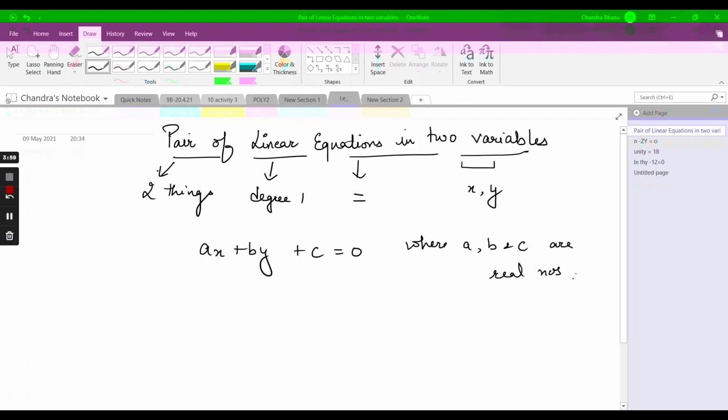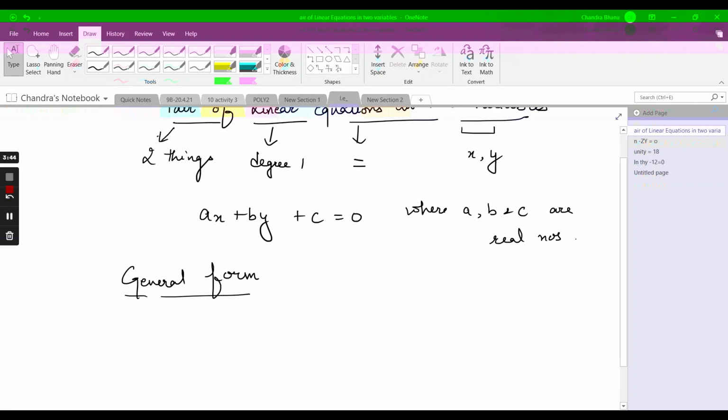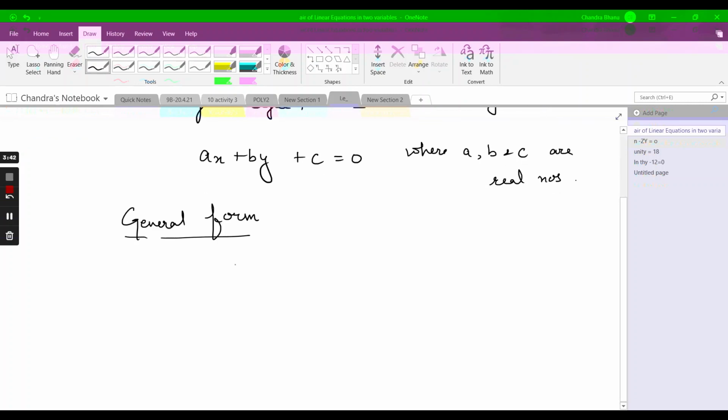But now this chapter has this heading of pair of linear equations in two variables. So the general form here of pair of linear equations is, since we are talking about a pair of linear equations, it means we have two equations here. So what is the general form? a1x plus b1y plus c1 is equal to 0, a2x plus b2y plus c2 is equal to 0.